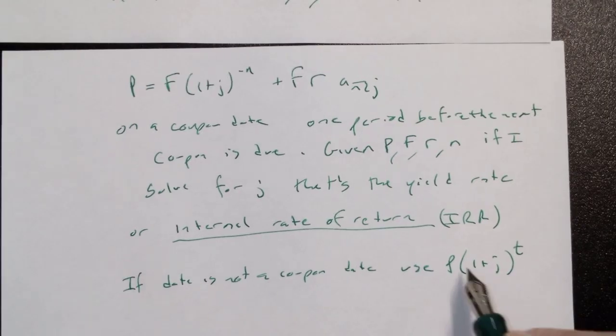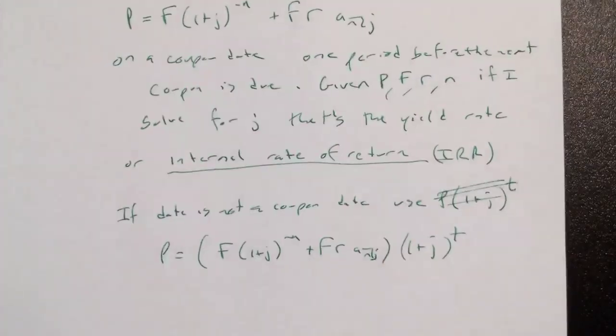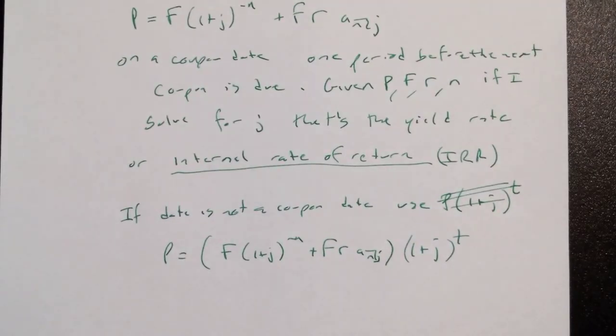I'm sorry, use P equals all of the above stuff. 1 plus j to the minus n plus F r a n j, 1 plus j to the t. I have to bring the payment forward. This is a guaranteed ugly equation that I'm going to solve technologically rather than by hand.